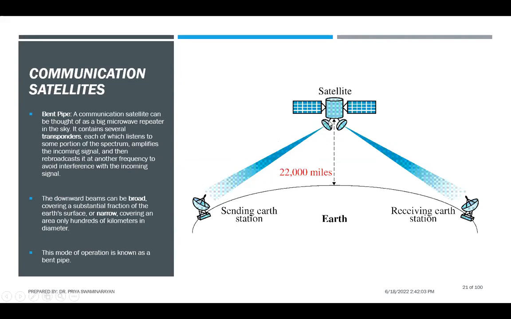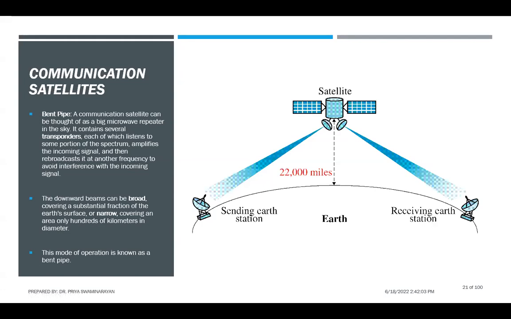So this transponder regenerates the signal. After regenerating the signal, it changes the frequency. And after changing the frequency, the signal will be transmitted in the downward direction. And finally, it is received by the receiving Earth station. And that entire operation is known as a bent pipe operation.